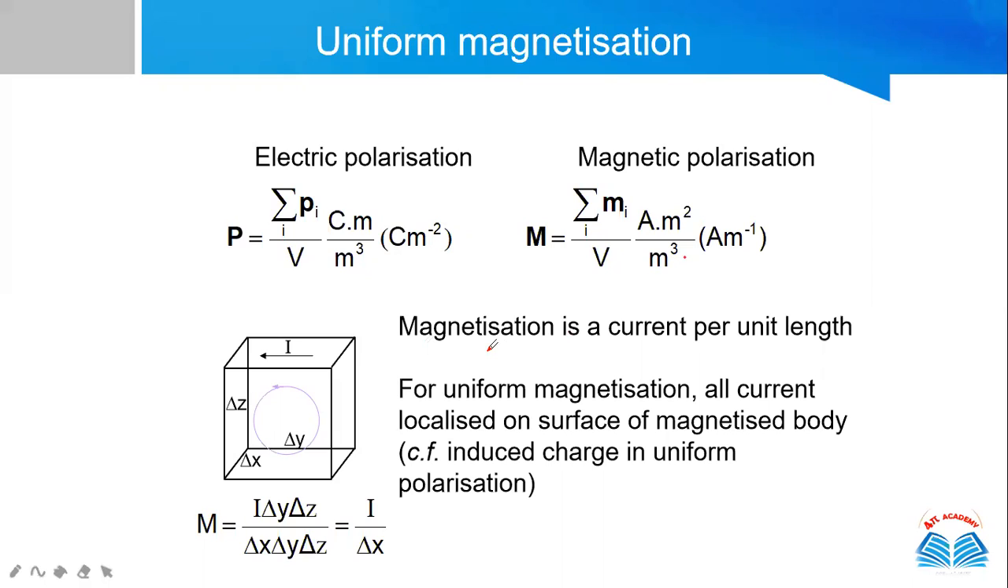For a uniform magnetization, all current is localized on the surface of the magnetized body. That means on the surface, all the currents will be there. No currents inside. So what will be this M? This M will be I into delta Y delta Z. That is your conventional value of your magnetic moment, per unit volume now. So delta X, delta Y, delta Z, and you can get the results.